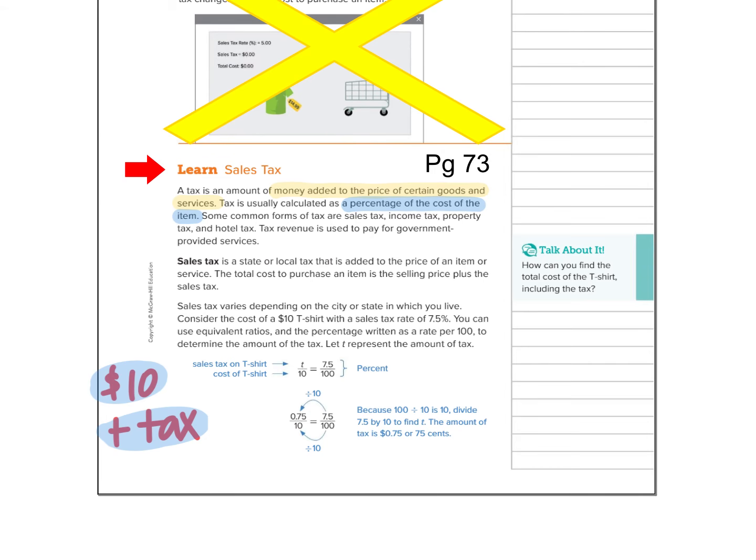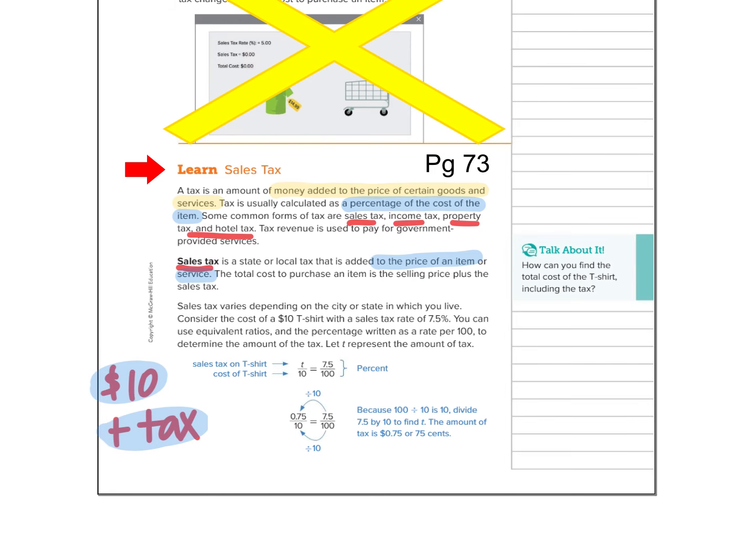Some common forms of tax are sales tax. That's the one you guys probably know the most. Income tax, property tax, and hotel tax. So those are some different types. The money that you pay for taxes is usually used to pay for some government services, like fixing the roads in your city or that kind of thing. So we are going to work on finding sales tax today. So sales tax, it's a state or a local tax added to the price of an item or a service. So every county has a different sales tax percentage. So we're going to work on finding some sales tax.